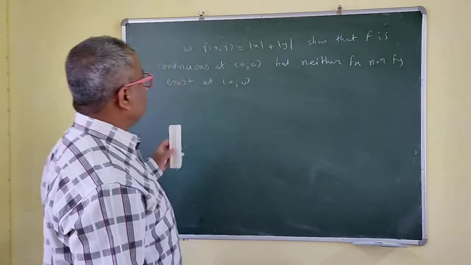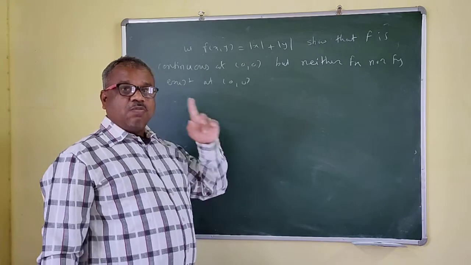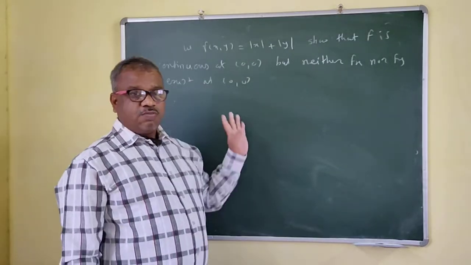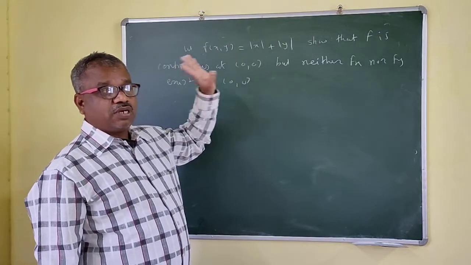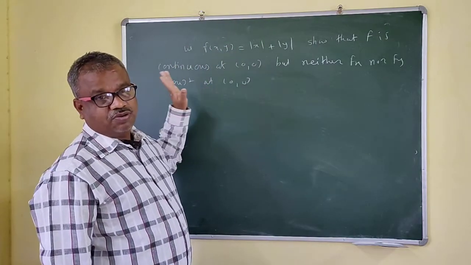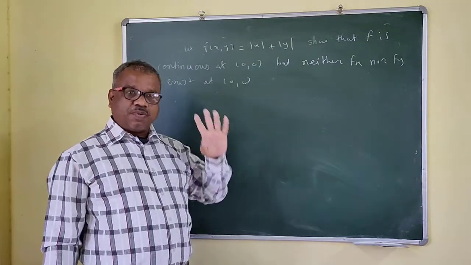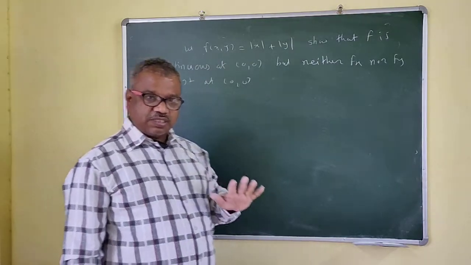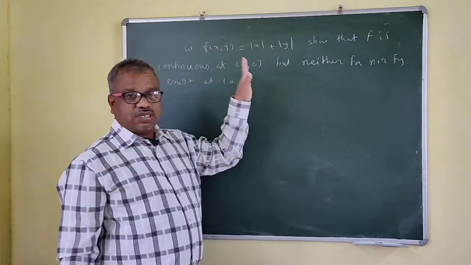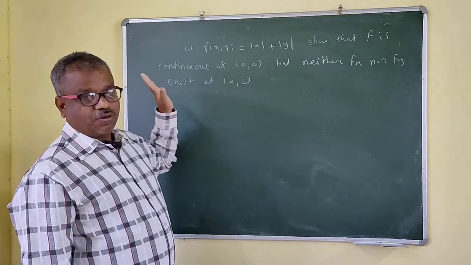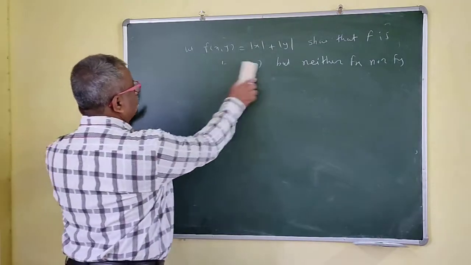Okay, so this is our problem. What we have seen in the last example: the first order partial derivatives exist, but the function is not continuous. Now here, this is an example of a function that is continuous, but the partial derivatives do not exist, right? So that we have to verify now. Solution.